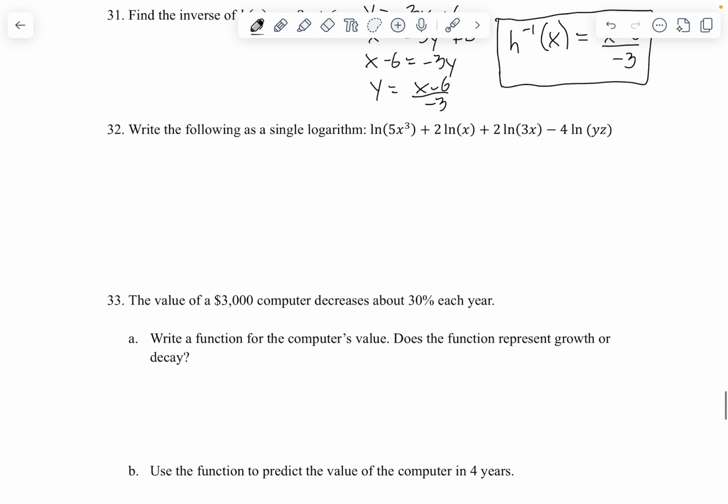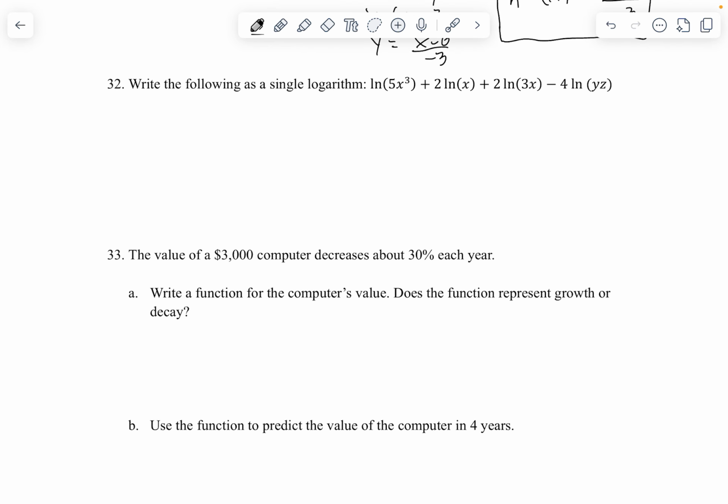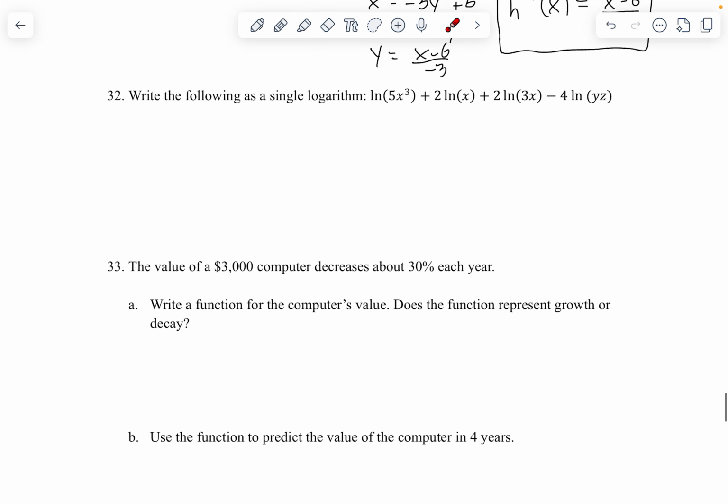32, write the following as a single logarithm. Okay, so I got to go through a few steps here. First step is I'm going to take all the coefficients and write those as exponents. So I'll write this as ln of 5x cubed plus ln of x squared plus ln of 3x quantity squared minus ln of yz to the fourth.